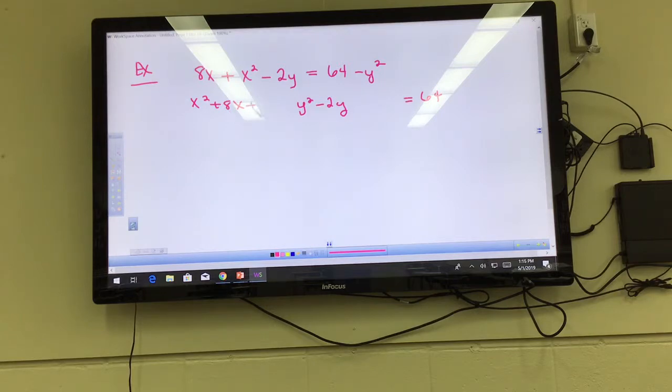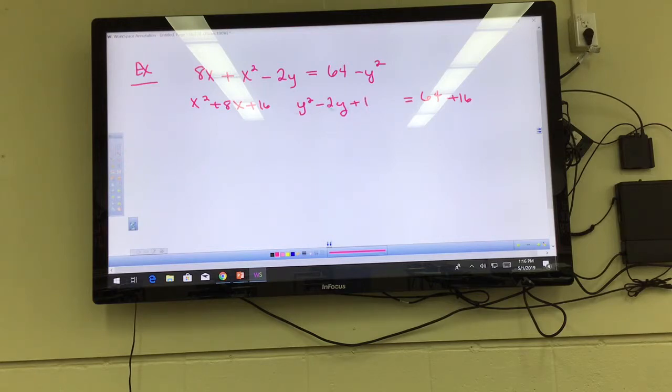4 squared is 16. If I'm going to add 16 to this side, then I also have to add it to this side. Over here, half of b is negative 2. B is negative 2. Half of b is negative 1. And then square that, we get 1.